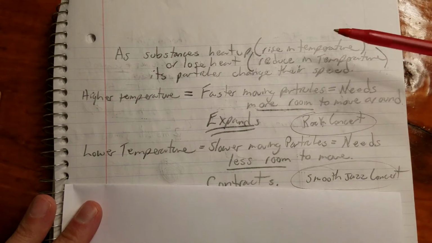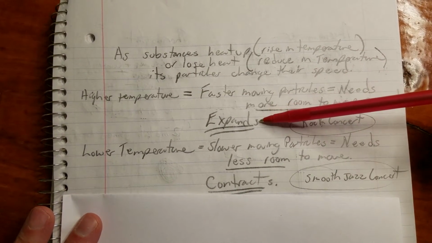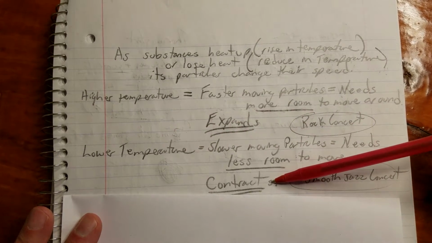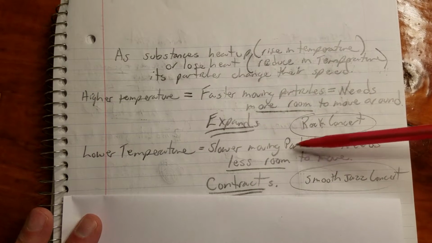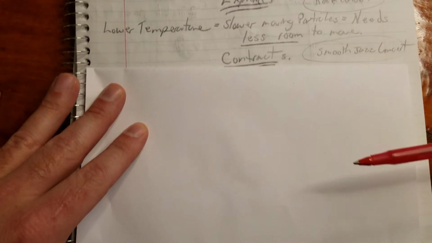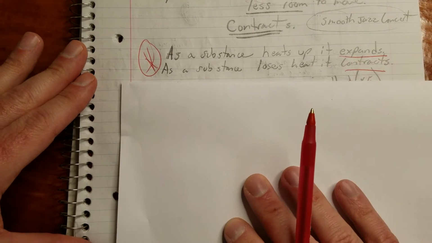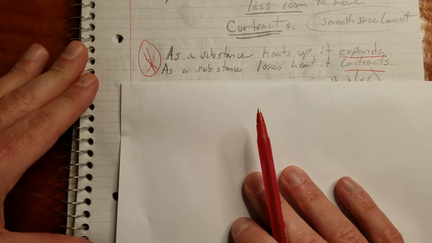Where we left off last class was talking about higher temperatures, things tend to expand. At lower temperatures, things tend to contract. Expand, take up more room. Contract, take up less room. And I told you about a rock concert versus a slow jam or smooth jazz concert. Let's talk about that in terms of those things. As a substance heats up, it expands. As a substance loses heat, it contracts.